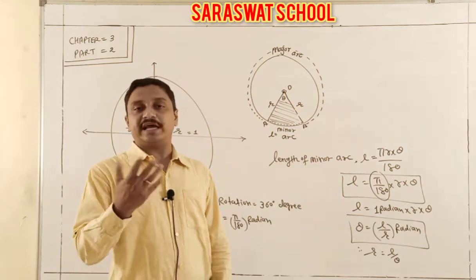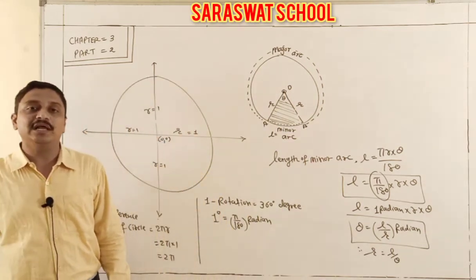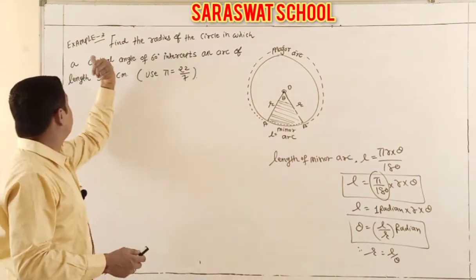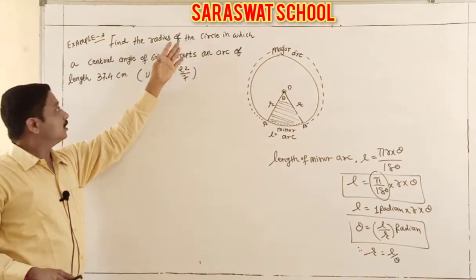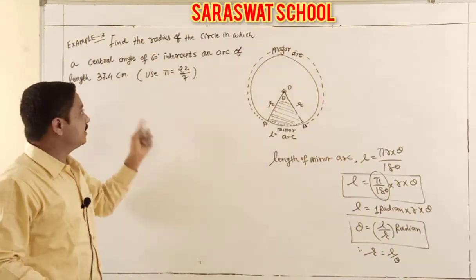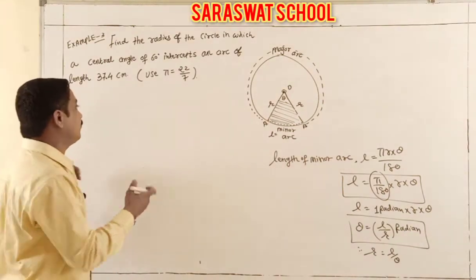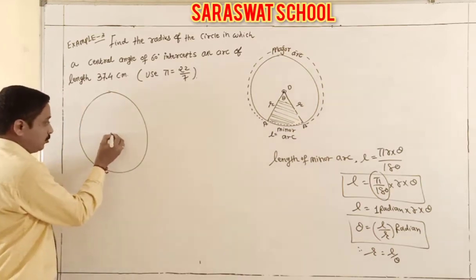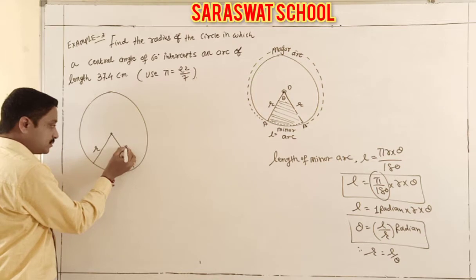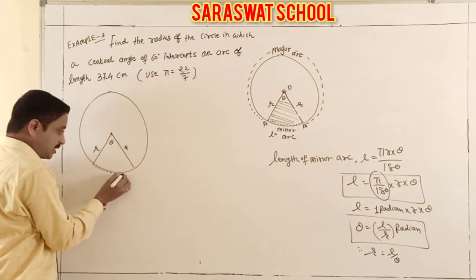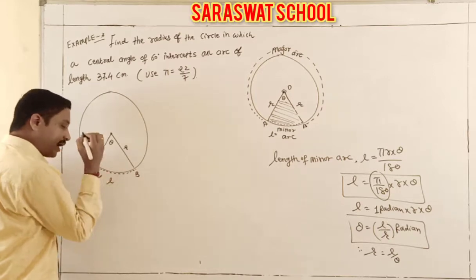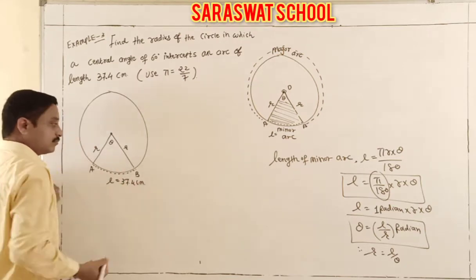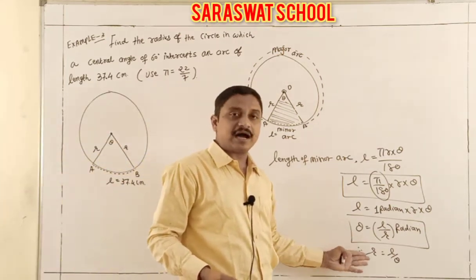Up to illustrations 1 and 2, I already explained in the last part. Now I am going to illustration 3. Now students, utilize this property. Example number 3: find the radius of the circle whose angle is 60 degree at the center and the length of the arc is 37.4. So students, generally in this type of question you first draw a diagram, and here you make our minor arc, radius, and here theta. And this length covered is our minor arc l, and l is 37.4 centimeter.